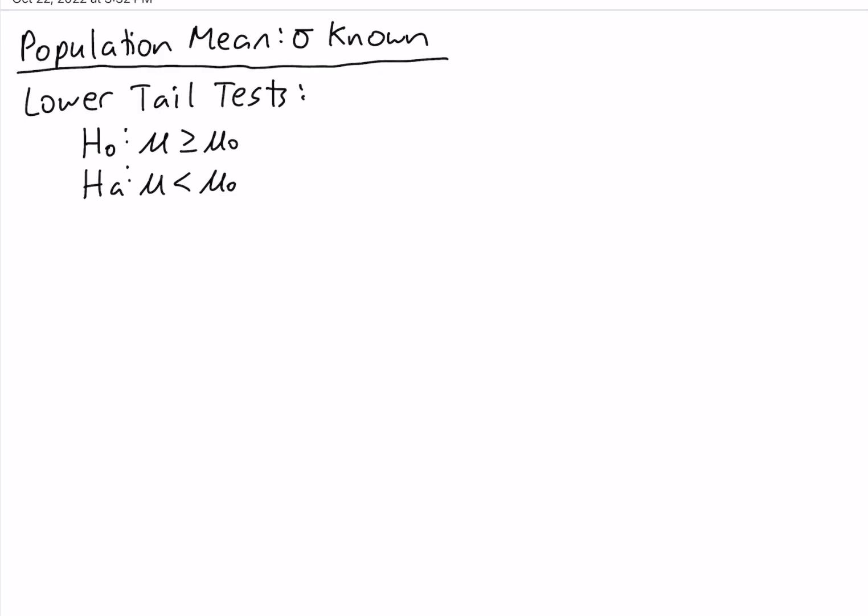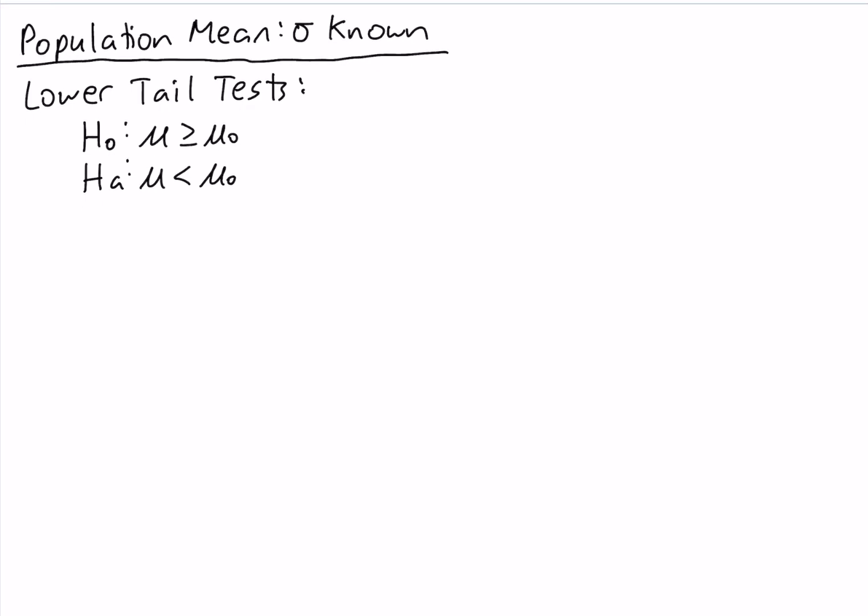So the first step in a hypothesis test is to calculate the test statistic. And this is always the first step in a hypothesis test. The formula for the test statistic is going to be the same regardless of what form the hypothesis test takes. So if it's lower tail, upper tail, or two-tail, as long as sigma is known, the formula is going to be z equals x bar minus mu naught over sigma divided by the square root of n.